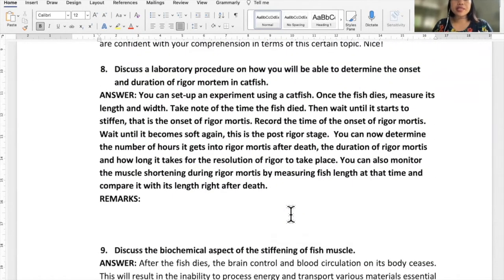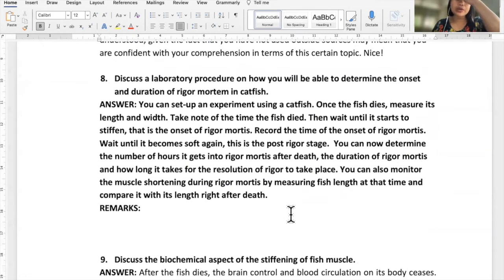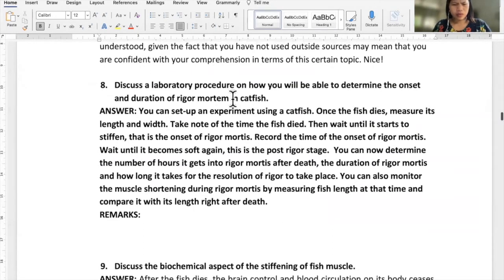For number 8, discuss a laboratory procedure on how you will be able to determine the onset and duration of rigor mortis. Why rigor mortis? Rigor mortis, in catfish. And the reason I chose catfish is that catfish remains alive even after you have removed it from its aquatic environment for several hours.